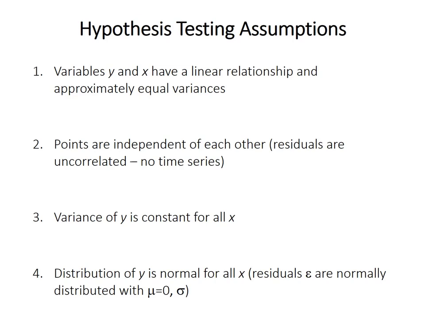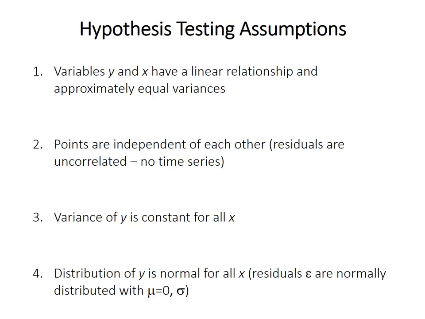So if you move along the x-axis, there should be about the same amount of scatter in y at all points along that x-axis. And finally, the distribution of the y variable, of our dependent variable, should be normal for all values of x. And so this basically means that the residuals, that distance from the point to the line, should be normally distributed around the line, centered on the regression line, so the mean equals 0, and then it should have a constant standard deviation at all points along the line.